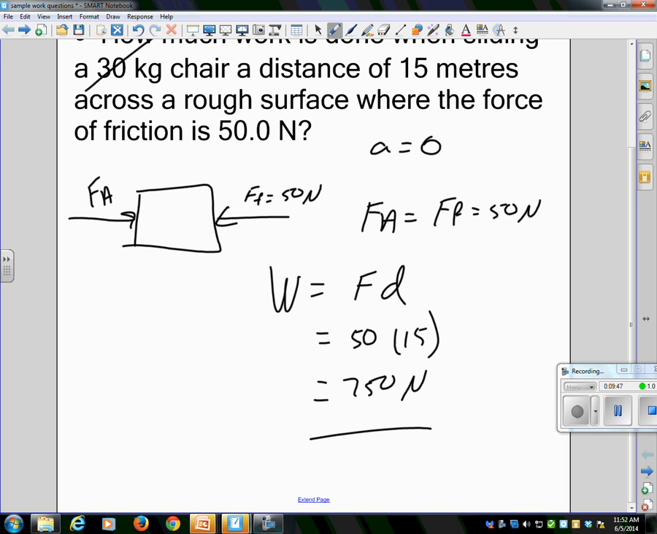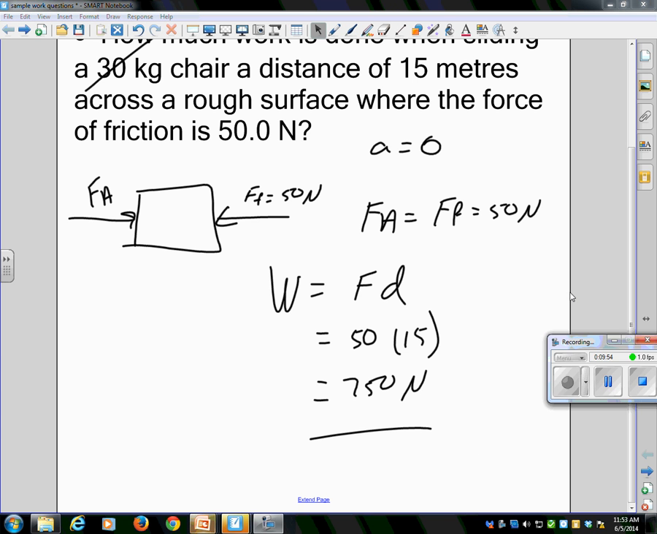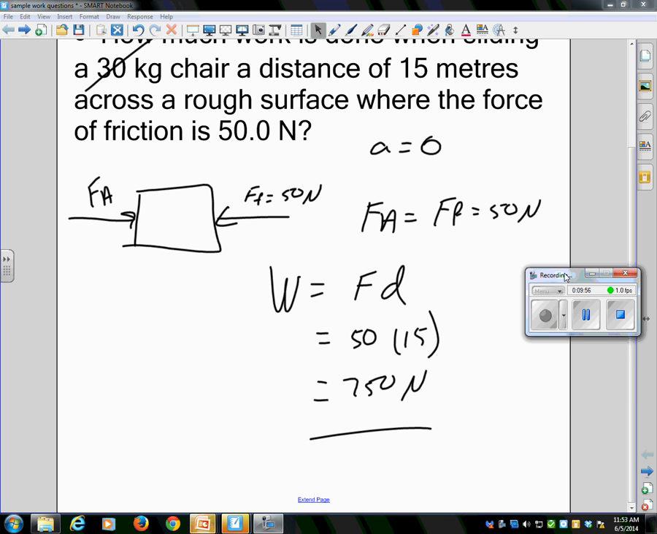How did I do that multiplication in my head? 10 times 5 and 5 times 5, you could do it that way. I went 5 times 15 is 2 times 15, which is 30, and another 2 times 30 is another 30, plus another 15. 30 plus 30 plus 15 is 75, and then add a 0.